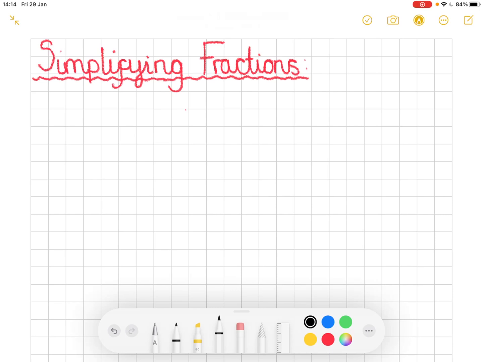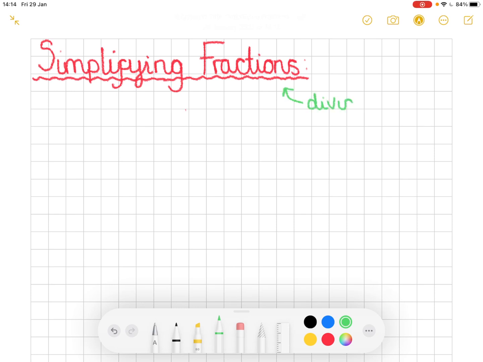In this video, I'm going to show you how to simplify fractions. So far we have compared fractions, we have found equivalent fractions, and now we're working in the opposite way and we're going to simplify them. When we were finding equivalent fractions, we were multiplying. When we simplify fractions, we are going to divide.